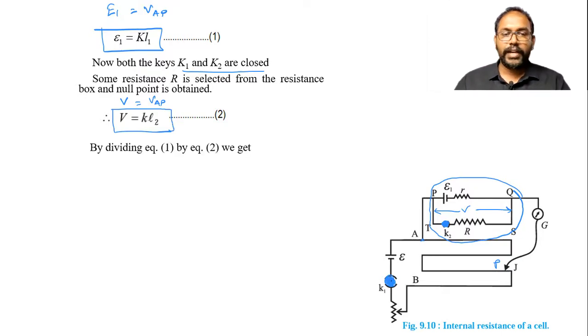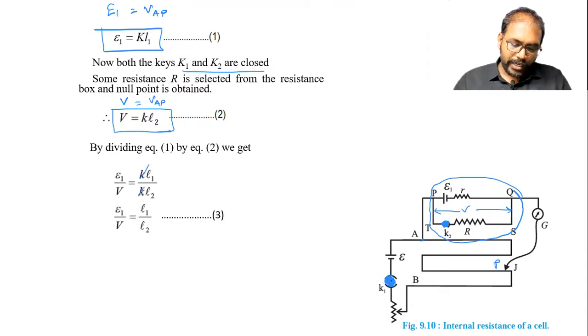Now dividing equation 1 by 2, similar to the previous article, you can see here E1 by V on the left hand side, and on the right hand side KL1 by KL2. Now K we can cancel, and we get L1 by L2 on the right hand side. So this is equation number 3.